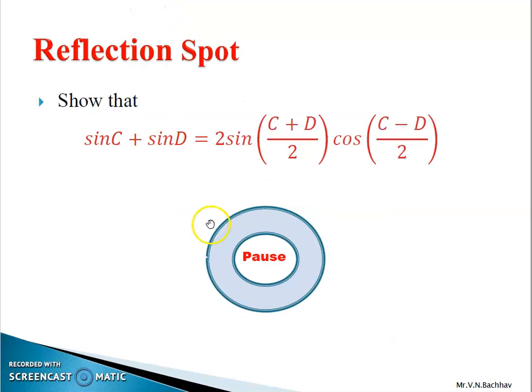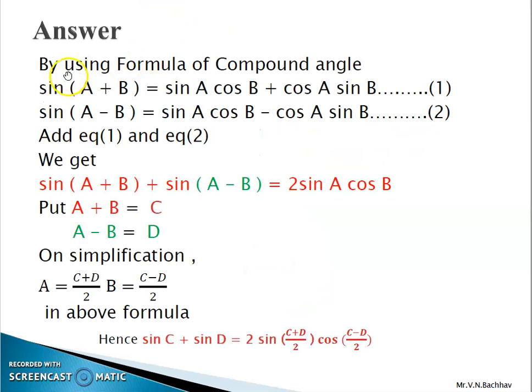Friends, pause the video and try to simplify this by using compound angle formulas. Sin c plus sin d is equal to 2 times sin (c plus d) by 2 cos (c minus d) by 2. Recall and remember the compound angle formulas. Think it and try to solve this. If you complete your answer, then please play the video and check your answer.